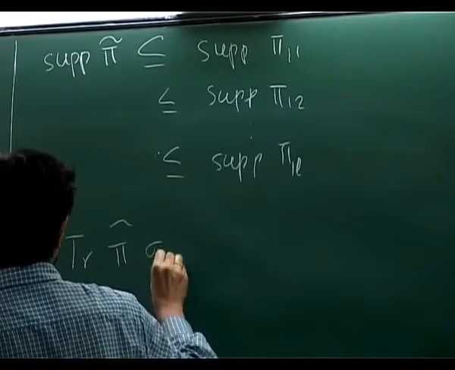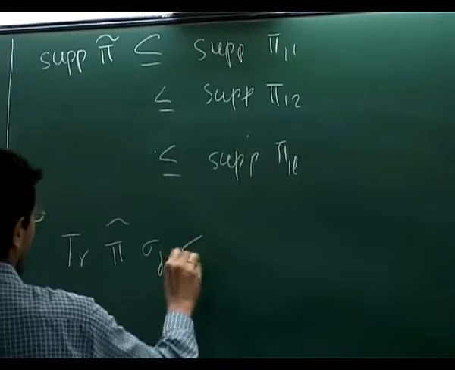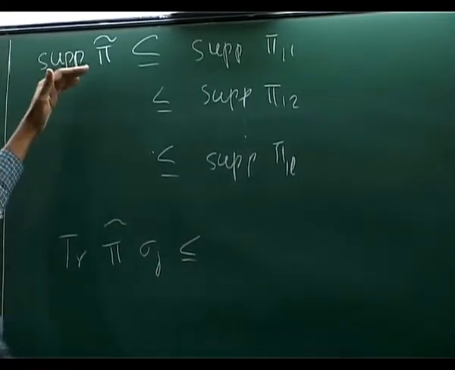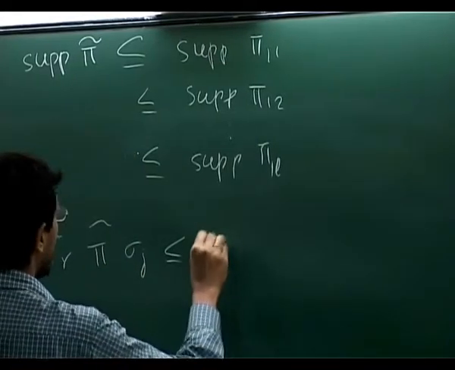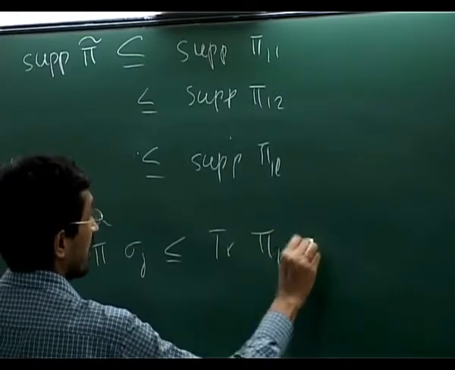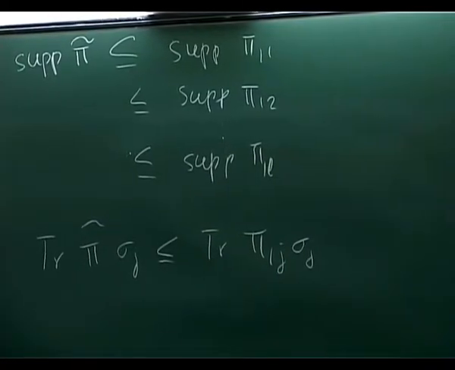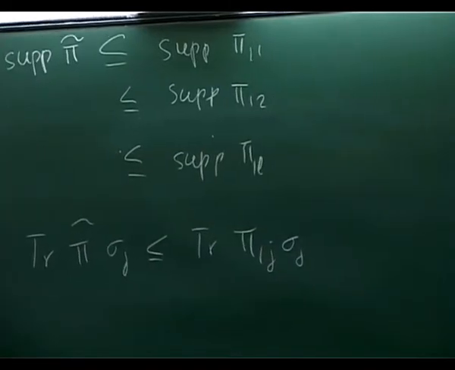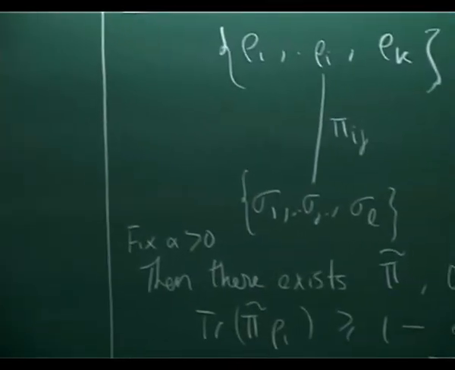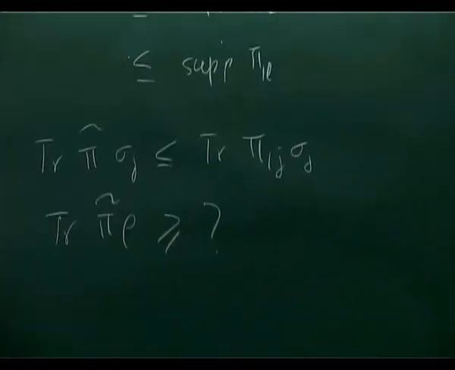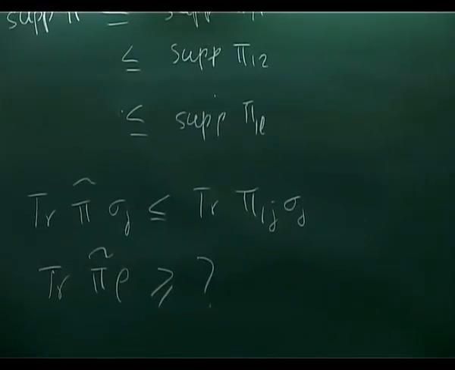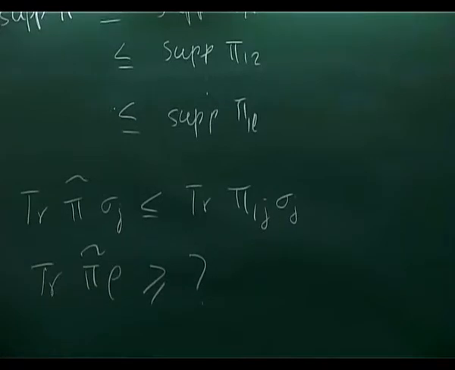So trace of pi tilde sigma j, because the support of pi tilde is contained in the support of pi 1j, will be less than trace of pi 1j sigma j. Great. I don't even need the factor of 2. But of course, what bites me is that I cannot prove anything here. So trace of pi tilde rho is greater than what? I have no idea. So that's what bites you. Usually pi tilde will be 0, so this will also be 0.